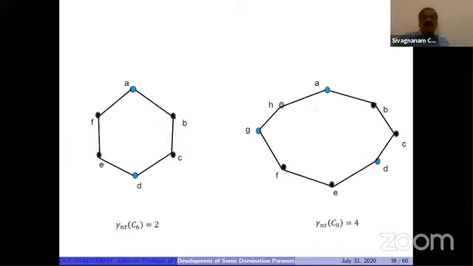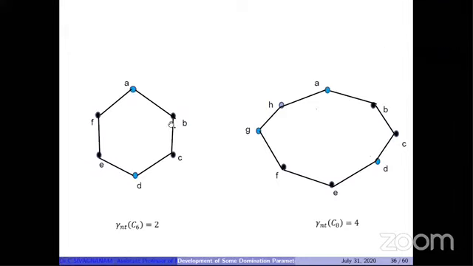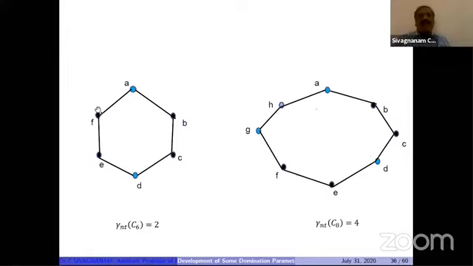Similarly, we can find the gamma nt of C6 here. Easily we can see that A and D dominate all the vertices, and BC and EF are available in the neighborhood set.